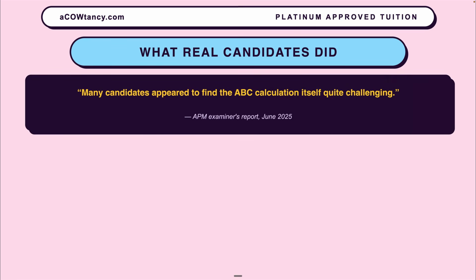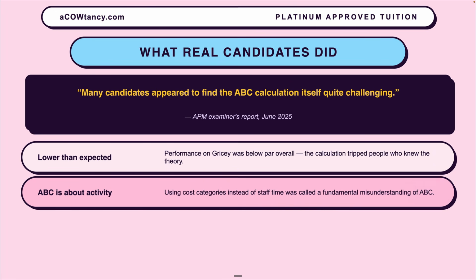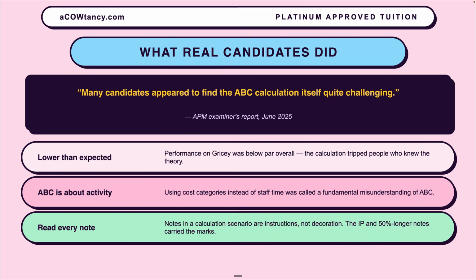So many candidates appear to find the ABC calculation itself quite challenging. Well, that's no surprise to me. It was challenging. They did lower than expected. Not a surprise to me. The calculation tricked people up more than the theory. That doesn't surprise me. ABC is about activity. So people use cost categories instead of the driver, staff time. Well, I mean, that was fairly clear, I think.